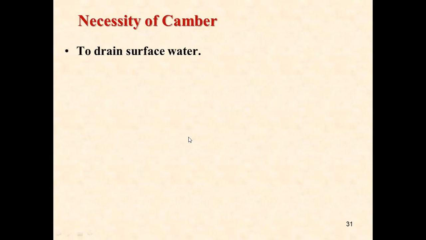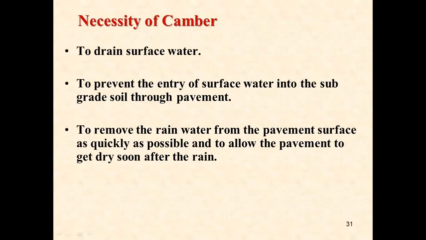Then, the necessity of the camber. We discussed that it is to drain off the surface water. The water will stagnate on the road surface, damaging it and forming potholes. That's why we drain off the surface water as quickly as possible, to prevent its entry into the subgrade soil through the pavement, to remove the rainwater from the pavement surface quickly, and to allow the pavement to dry soon after the rain.